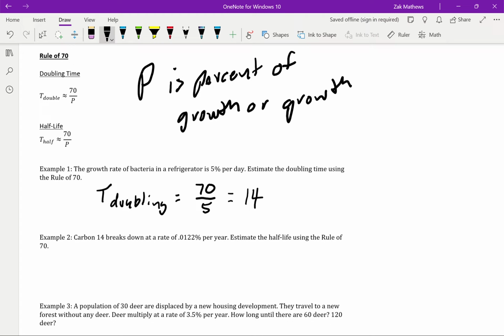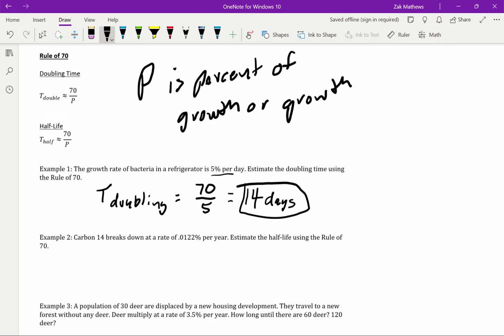Now we do want to make sure we always include units. So because that percentage was per day, that means our unit here, time, days. So doubling time, the amount of time it takes for our bacteria to double, 14 days. So if you started time 1 with 1 bacteria, 14 days later you'd have 2. 14 days after that you'd have 4. 14 days after that you'd have 8. Every 14 days that number is going to double.